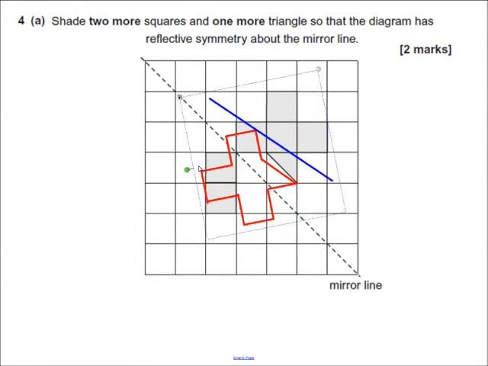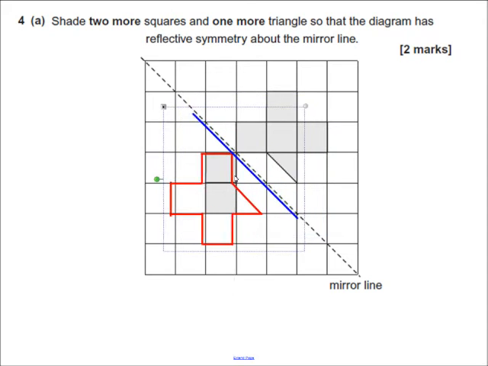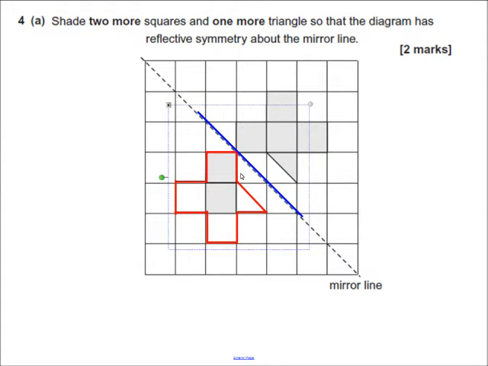rotate it around and place the mirror line on the mirror line we had and the two squares that we do know with the two squares, it's easy to see where the additional two squares need to go. So we need to colour in this square here, and this triangle here. And then we have reflective symmetry about the mirror line.